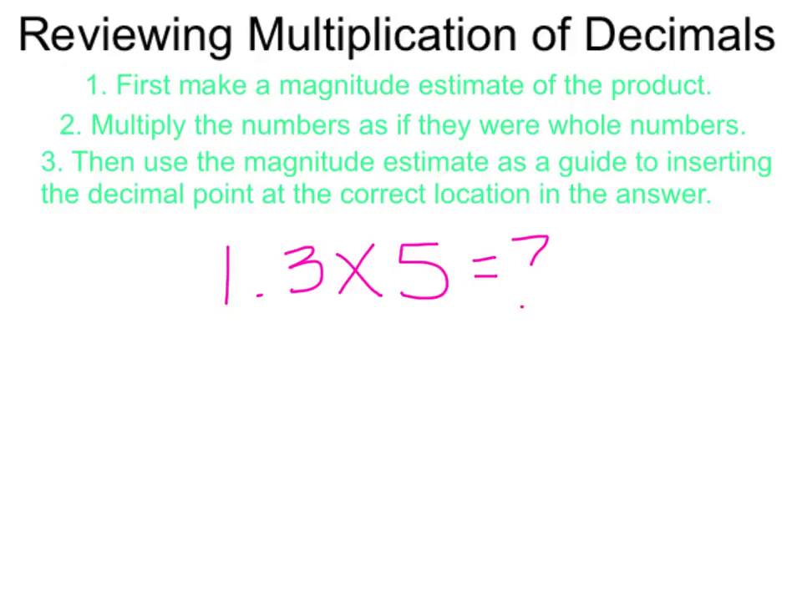I am going to use the numbers 1.3 times 5. The first thing I need to do is make a magnitude estimate of the product.